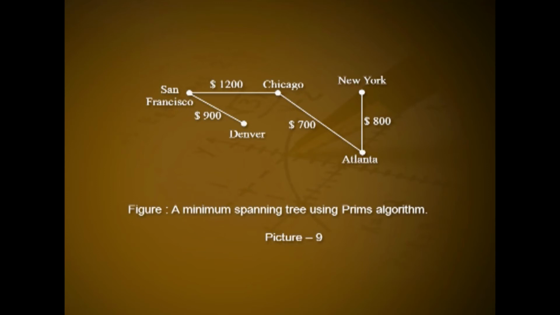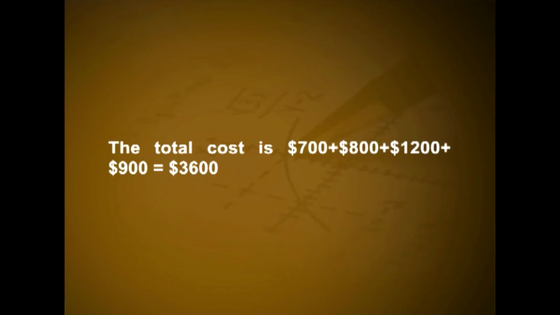Next we have the edge Chicago to San Francisco with cost of $1,200. Next choose the edge San Francisco to Denver with cost of $900. A minimum spanning tree is given in the figure. The figure shows a minimum spanning tree using Prim's algorithm, and the total cost is the sum of all these weights, which gives $3,600. The second algorithm we will discuss was discovered by Joseph Kruskal in 1956.